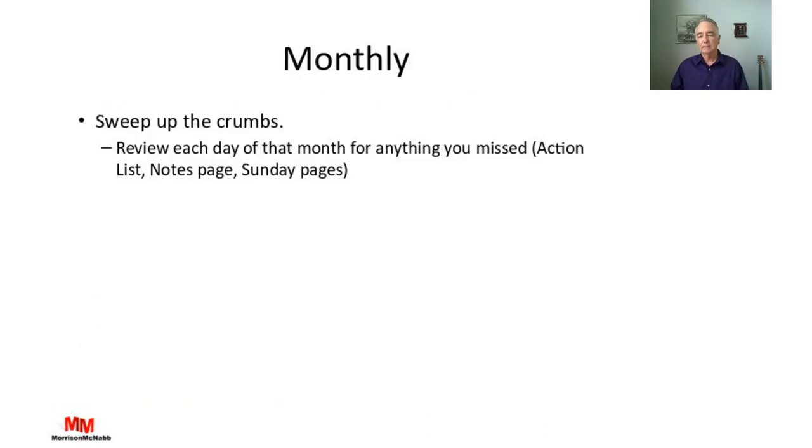All right. Then monthly planning. This is sweeping up the crumbs as well. So go back through the entire month. Make sure that the days were all accounted for. Weeks were all accounted for. Now, as you go through the system, don't be surprised if a whole week goes by where you didn't do any of this. So this is an opportunity to get back in integrity with the system, to get back on track. So this is where you want to sweep up all the crumbs. You want to make sure nothing's left behind, so that your month is entirely complete. Review each day for anything that you missed from your action list, your note pages, and your Sunday pages.